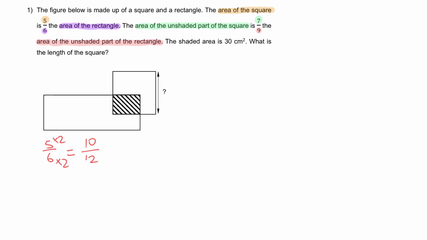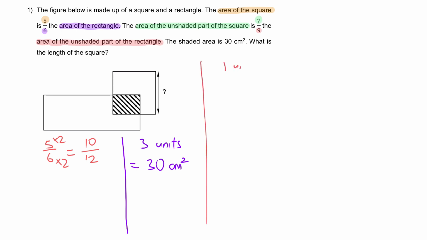We can double check using the rectangle. If there's a drop of 3 units, the rectangle should also have a drop of 3 units from 12 to 9. And it fits the story. Now we can write out 3 units must be equal to 30 cm square. From here, 1 unit is 30 cm square divided by 3 to give you 10.